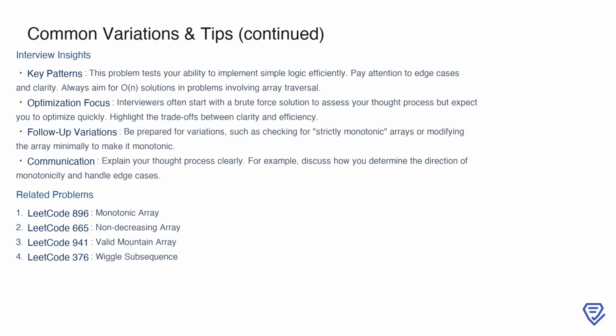Communication is another critical aspect. Be sure to articulate your thought process step by step. Discussing how you determine the direction of monotonicity or how you handle edge cases can demonstrate your problem-solving skills effectively. Lastly, this problem is related to others in the same category, like non-decreasing array, valid mountain array, and wiggle subsequence. Understanding these variations can help you recognize patterns and prepare for similar challenges.